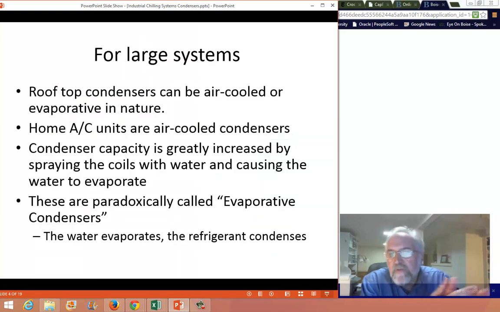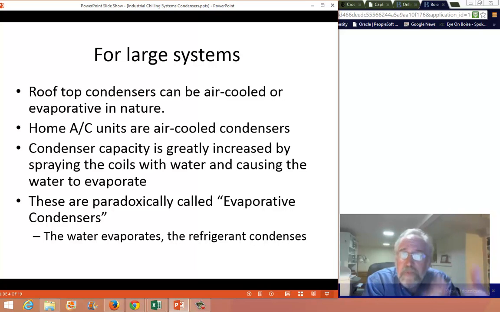So these rooftop units can be air-cooled or evaporative in nature, which is a combination of air and water cooling. The ones you see at home, sitting out on a little concrete pad next to a small office building or next to a house, those are strictly air-cooled units, but they are condensers.